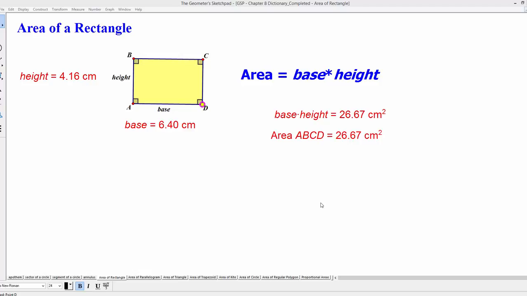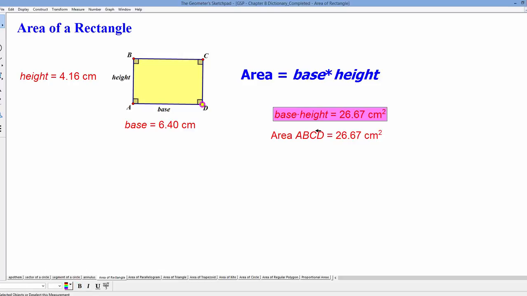Okay, here's a lesson on 8.1, finding the area of triangles and special quadrilaterals. The first formula that's covered in this section is the area of a rectangle. To get the area of a rectangle, you're going to take the base times the height. The base being any side, you can choose any side you want as the base, just as long as the height is perpendicular to the base.